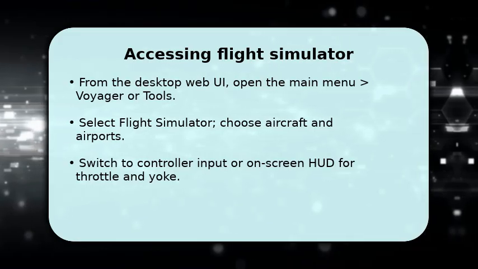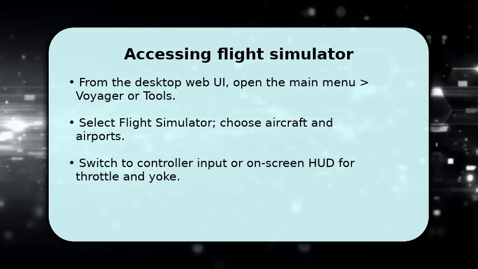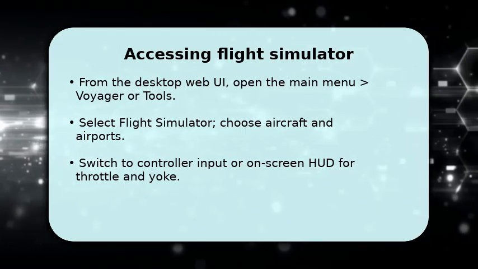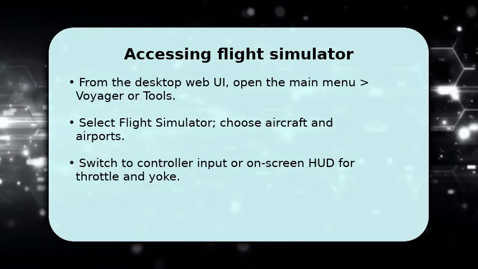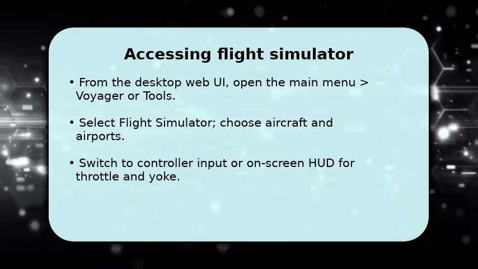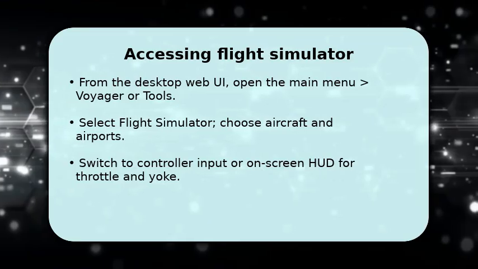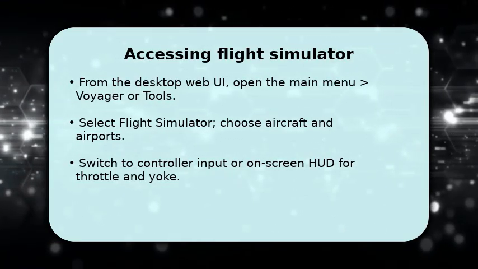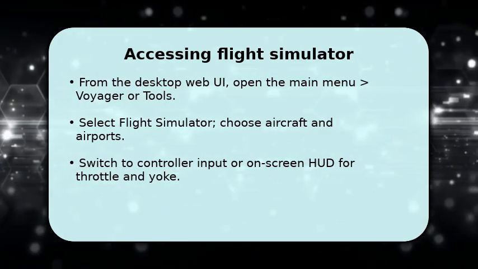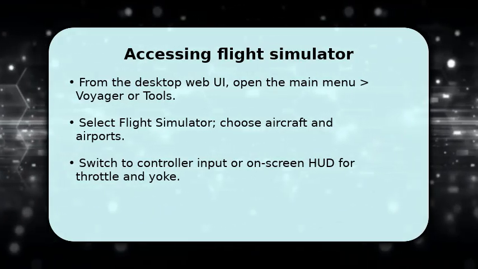under Tools or Voyager. You'll see a list of aircraft and starting airports. Tap an aircraft and then a runway to spawn. Make sure your on-screen controls are visible if you didn't pair a controller. You'll use touch gestures for pitch and roll, and separate sliders or taps for throttle. Learn a single control at a time so you don't overload inputs during takeoff.